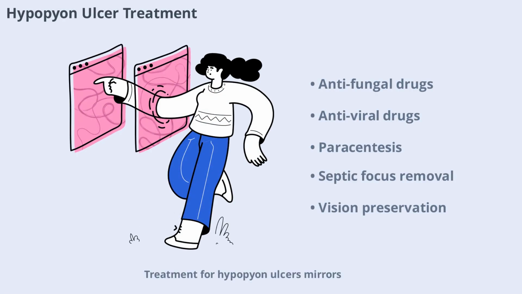Treatment for hypopyon ulcers mirrors that of imperforated corneal ulcers, with added emphasis on antifungal and antiviral drugs for fungal and viral infections. Paracentesis may be performed to remove thick hypopyon, and dacryocystorhinostomy or dacryocystectomy is recommended to eliminate septic focus. Early and aggressive management is vital to prevent complications and preserve vision.